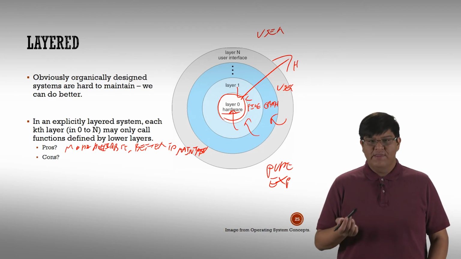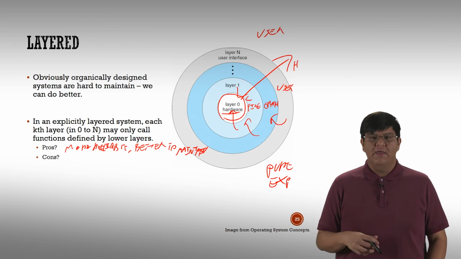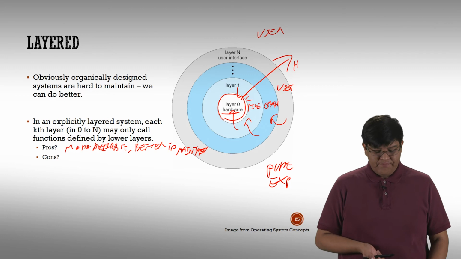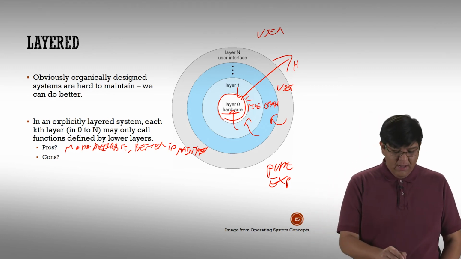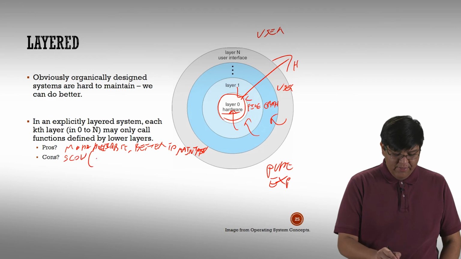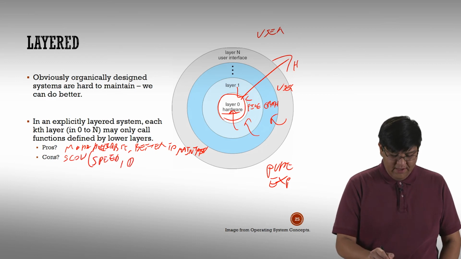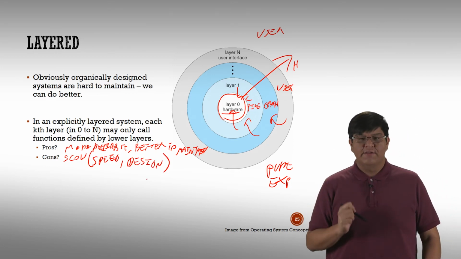I'm able to replace things, put in new things, and everything beneath it stays the same. I don't have to change anything. So it can be really nice for portability. Cons: it's slow, and I mean that both in speed and design. It can be hard to design your system to take this layered approach.